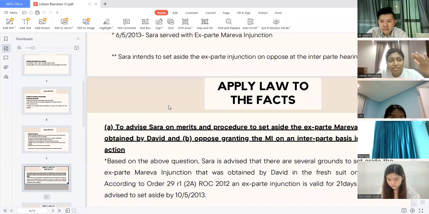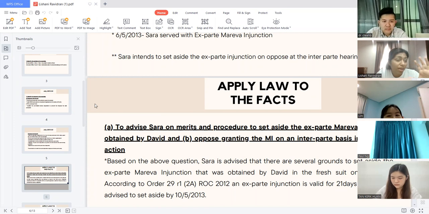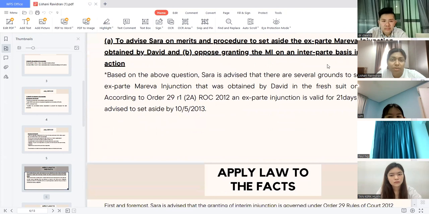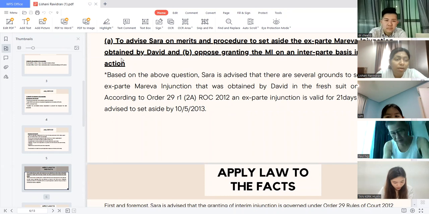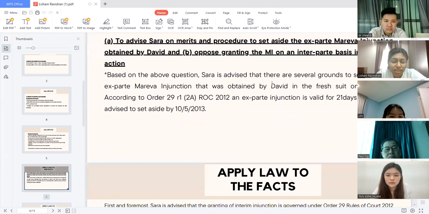I will show you by a slide, and also I will show you a full answer of how it is written, so you all know how to write a full answer in your exam. So you apply the law. For example, the first one, this is a simple way to start. Based on the above question, Sarah is advised that there are several grounds to set aside the ex parte Mareva injunction that was obtained by David in the fresh suit on 19-4-2013.